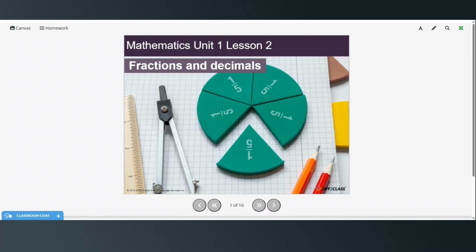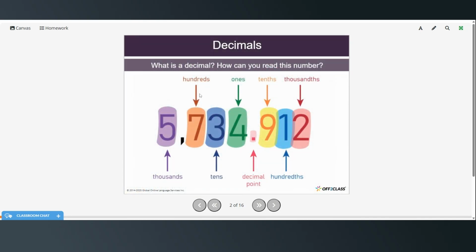This is a B1 level mathematics lesson, and today we're going to be talking about fractions and decimals. So what is a decimal and how can you read this number? Well, to the left of the decimal point we have the ones, the tens, the hundreds, and the thousands. And to the right of the decimal point we have the tenths, the hundredths, and the thousandths.